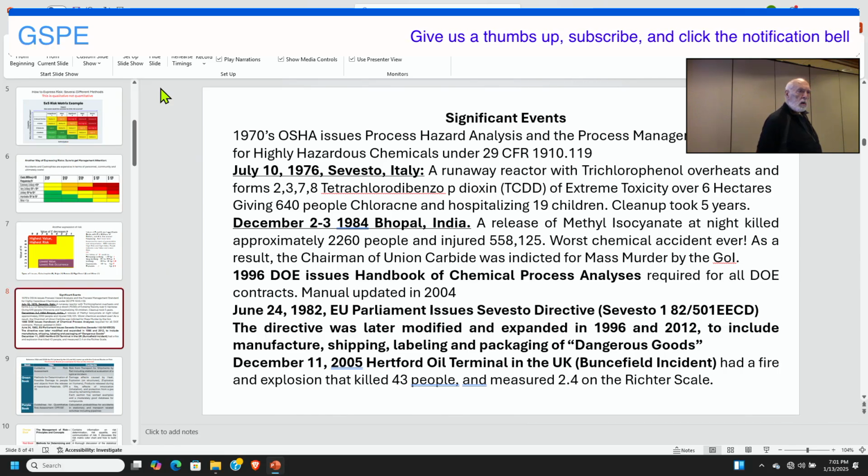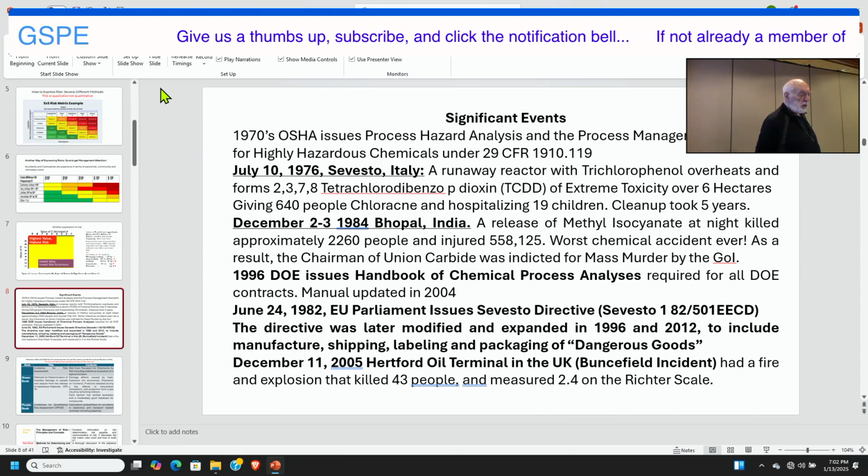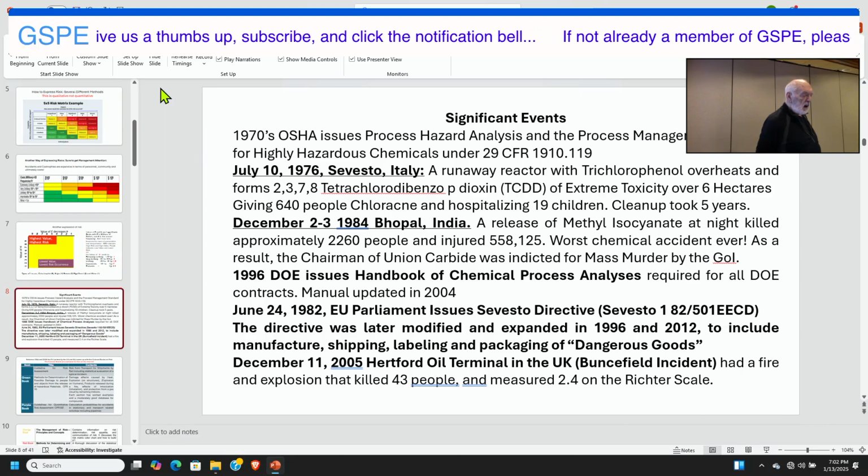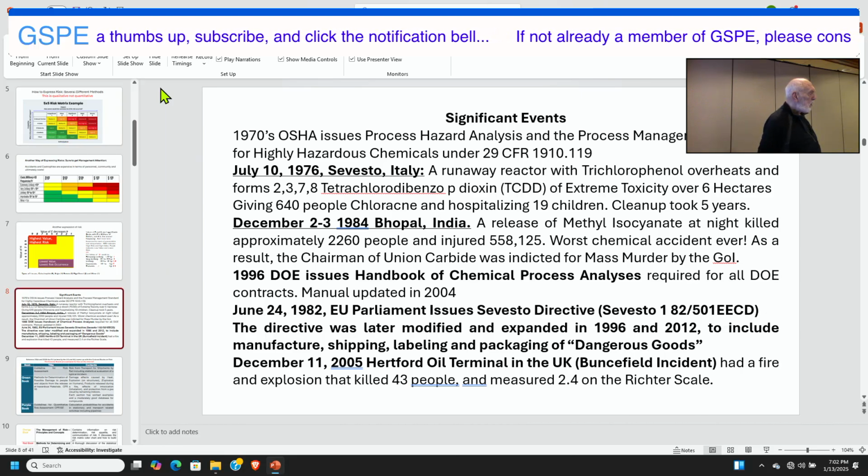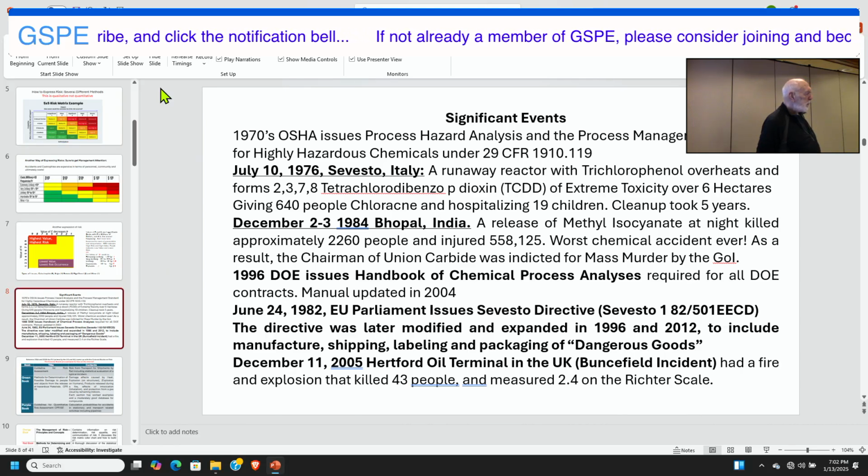Have you heard of Bhopal, most of you? Look at the numbers. A release of methyl isocyanate at night killed 2,260 people and injured 558,125 people. 500,000 people, over 500,000 people.